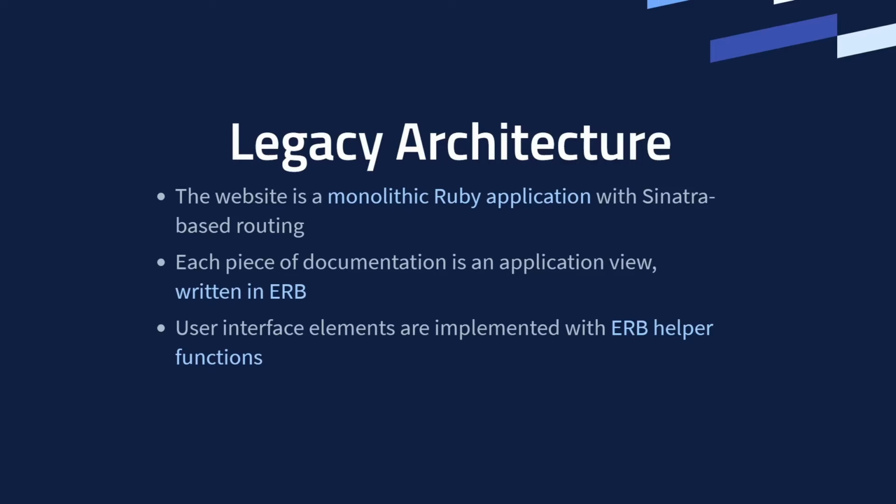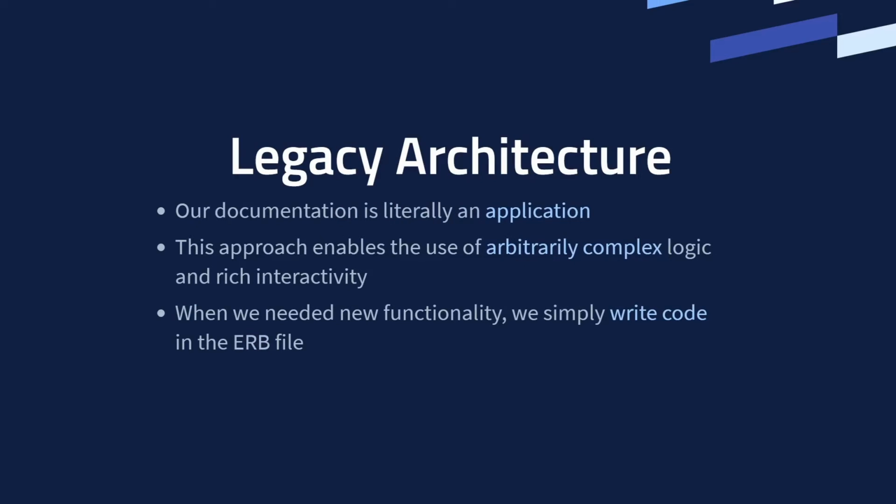Each piece of documentation is an application view that's written in Herb, which is a templating language that's popular in Ruby. And all of the user interface elements that we use inside of our content, like tab switchers and code snippet boxes and things of that nature, they're all implemented as Herb helper functions in Ruby. So because the documentation is quite literally an application, we can use arbitrarily complex Ruby logic wherever we want. And whenever we need custom functionality, we just write Ruby code inside of our Herb templates.